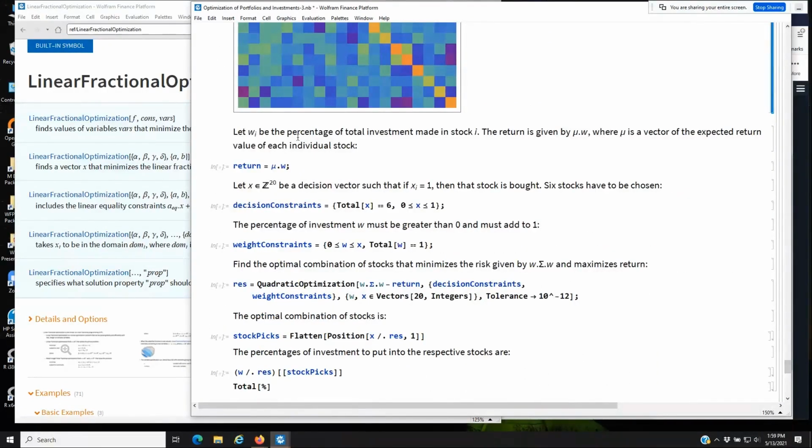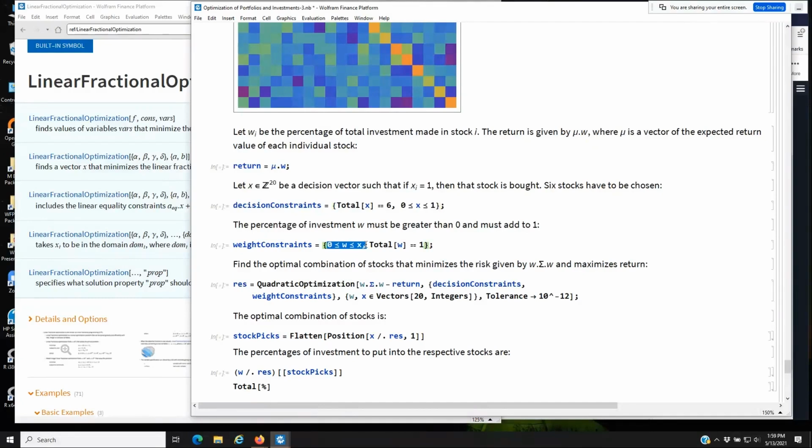So there are going to be 2 variables here. One is going to be the percentage of our investment made in each stock, this is W_i. But there's also going to be a decision vector, whether or not I invest in that stock, so it takes a value 0 or 1. Let X be that vector of length 20. Now, altogether, only 6 stocks have to be chosen. So the sum of the decision variables has to be 6, where X lies between 0 and 1. Essentially, it takes the values 0 and 1.